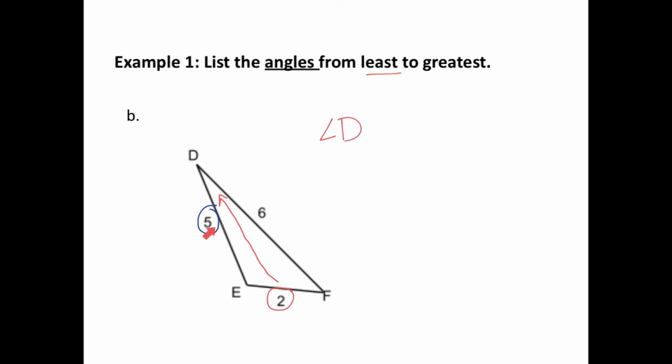So you really have to look at which angle is creating this side, kind of like a flashlight. So down here, F is actually the angle that is creating this side. It's like a flashlight shooting this beam, creating this length of 5. So the 5 is opposite of angle F. So angle F is the middle angle measurement, and then 6 is the largest, and that is opposite of E. So from least to greatest, it's angle D, angle F, and then angle E.